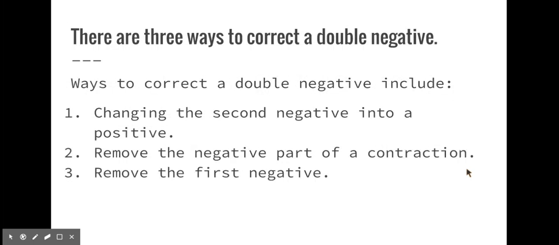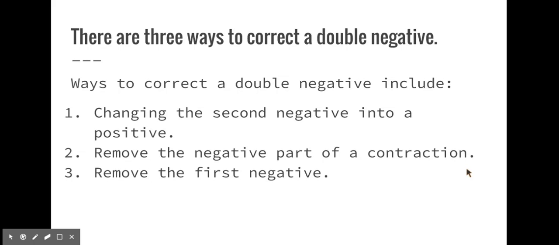There are three ways to correct a double negative. They are changing the second negative into a positive, so the second negative word becomes the positive, so none becomes any would be an example. Remove the negative part of the contraction, so you take off the N apostrophe T. So can't becomes can. You have to put in the N just so you know.